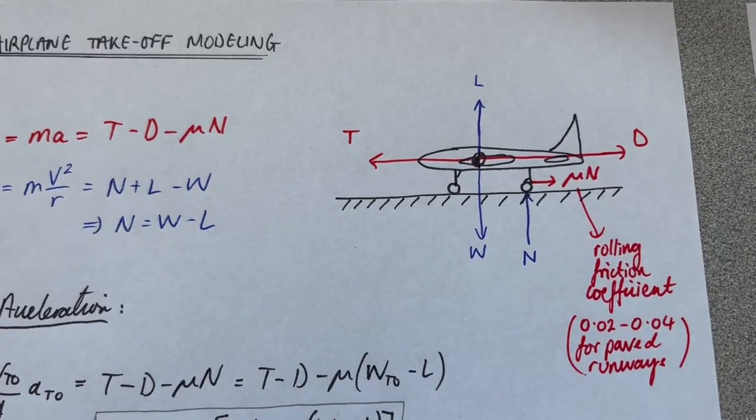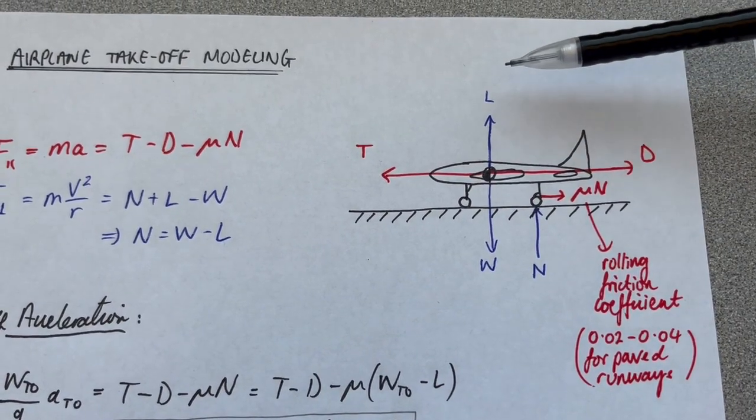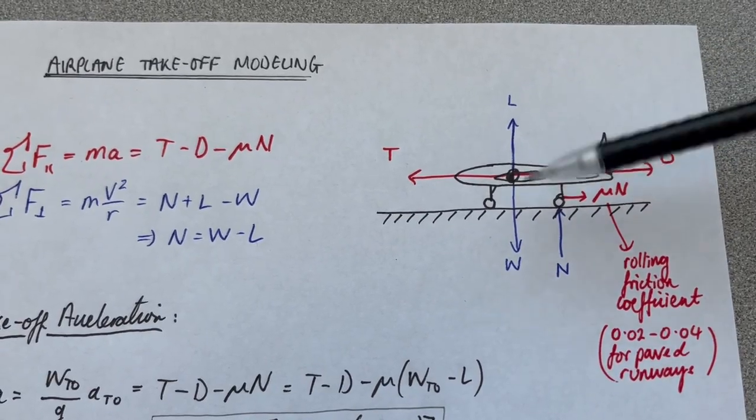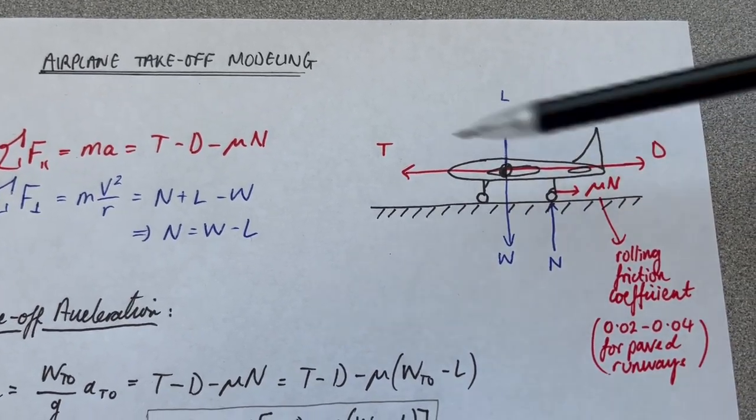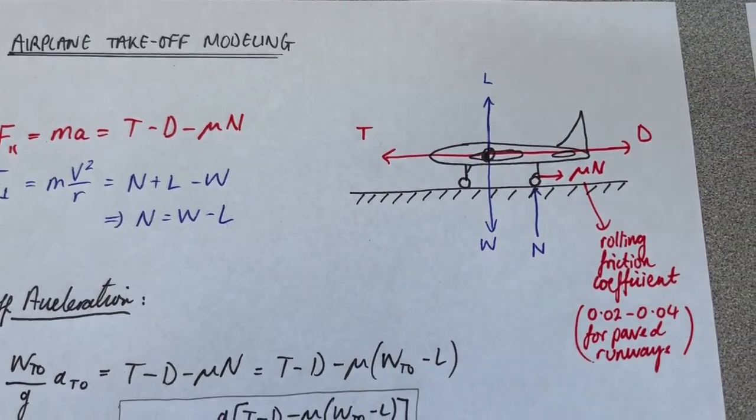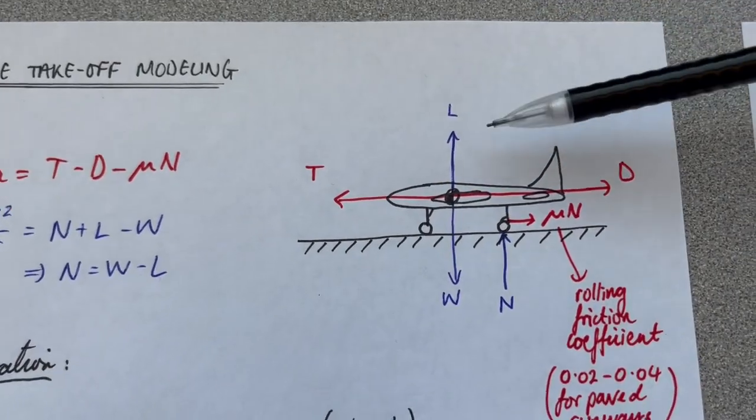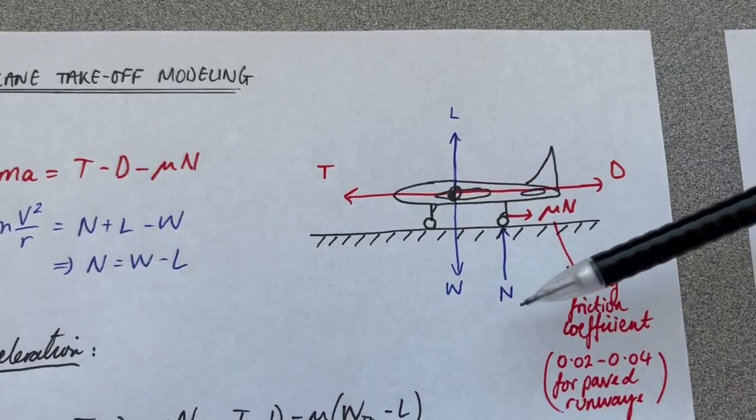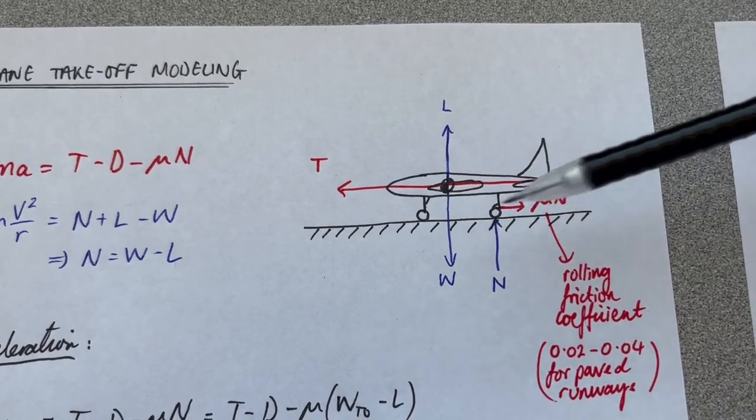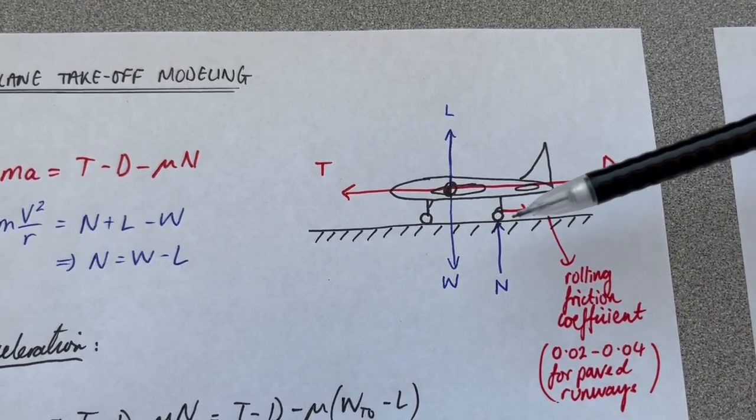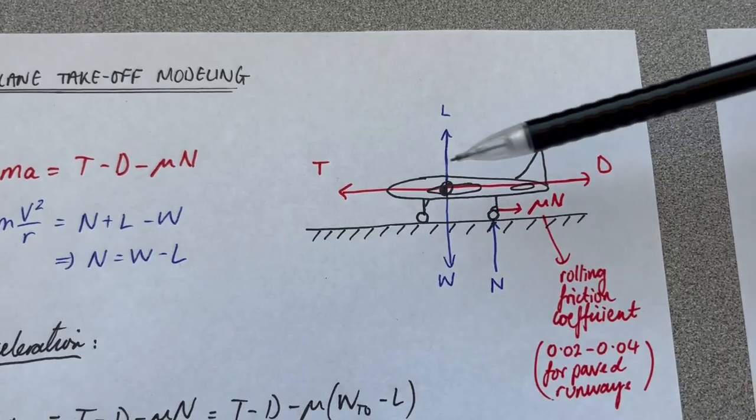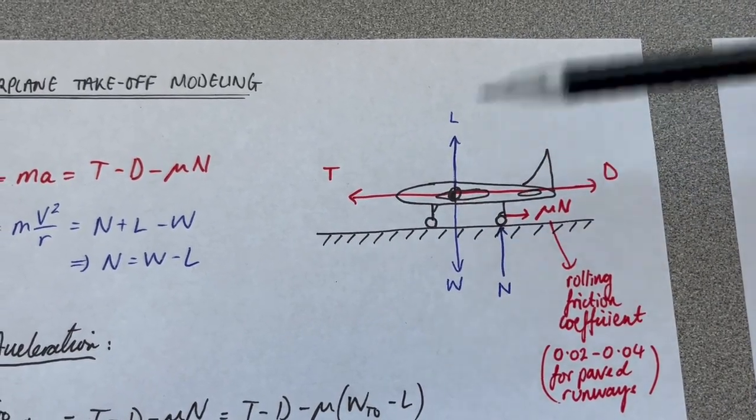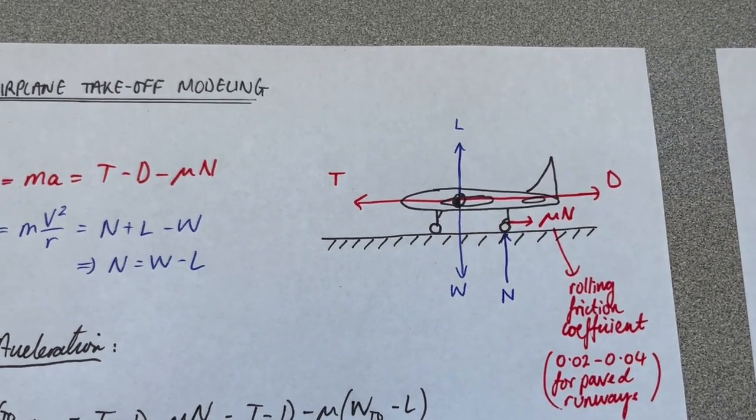I've color coded the force vectors, blue being in the perpendicular direction and red being in the parallel direction. So in the perpendicular direction we've got the lift force acting upwards, and then also the normal force from the runway acting upwards, also supporting the airplane as it sits there on the runway. And then we've got the weight of the airplane acting down from the CG location.